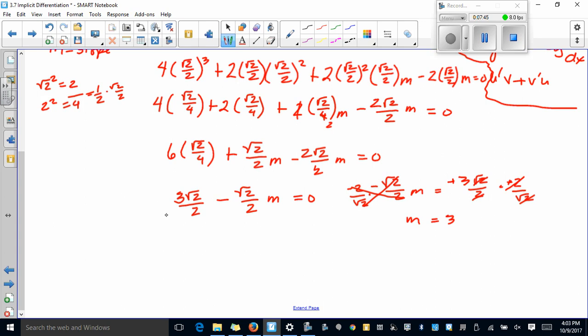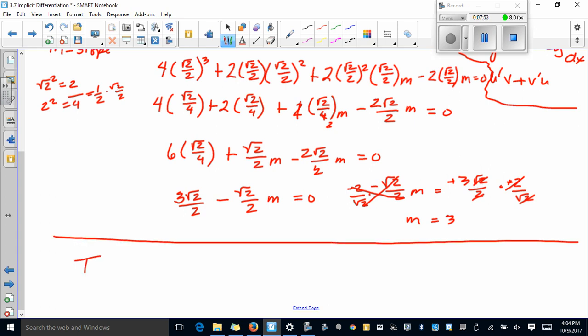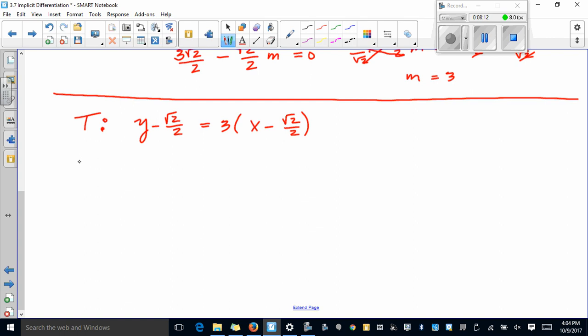So, tangent line. This is definitely going to be the easy part. So we have y minus radical 2 over 2 equals 3 times x minus radical 2 over 2. There's the tangent line. And a normal, the only difference is our slope. Y minus radical 2 over 2 equals negative 1/3. Don't forget to take the reciprocal. X minus radical 2 over 2. All of this work was for this.